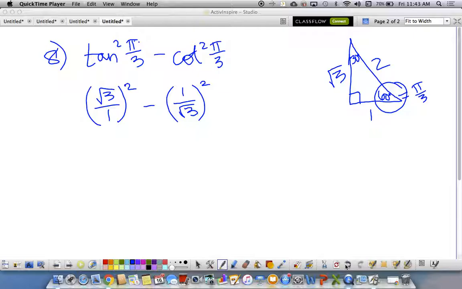So, cotangent is the reciprocal of tangent. When you square it, is it not just 1 over 3? Yes. So you don't even have to rationalize it if you're squaring it. So tangent squared, so square root of 3 squared is 3, minus 1/3, which is really 2/3.